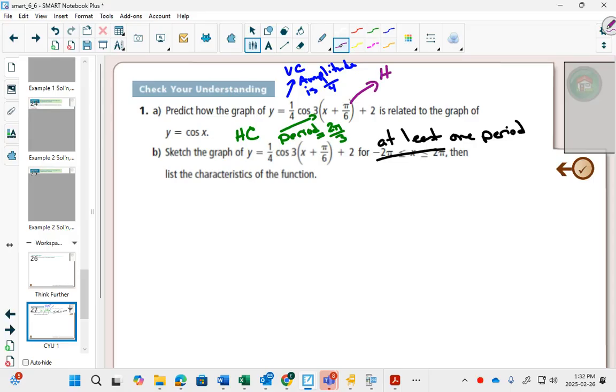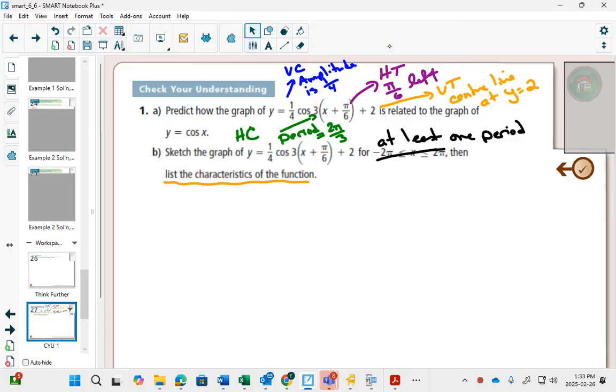Next, the pi over 6 is a horizontal translation. Pi over 6, x's are still liars. Pi over 6 to the left. And finally, the +2 is a vertical translation, 2 up. It means your center line or sinusoidal axis is going to be at y equals 2. And technically, we've already then listed the characteristics. So we're not going to do that again for part B.